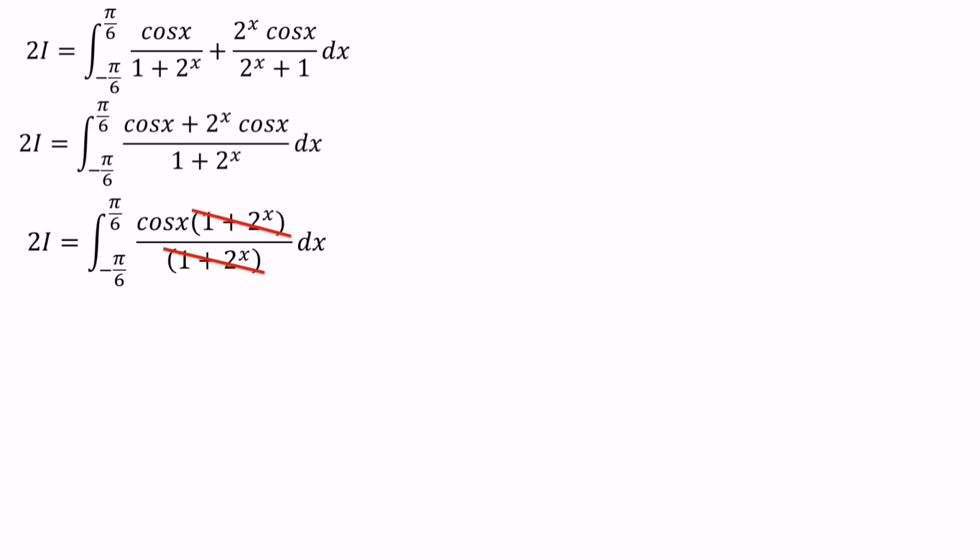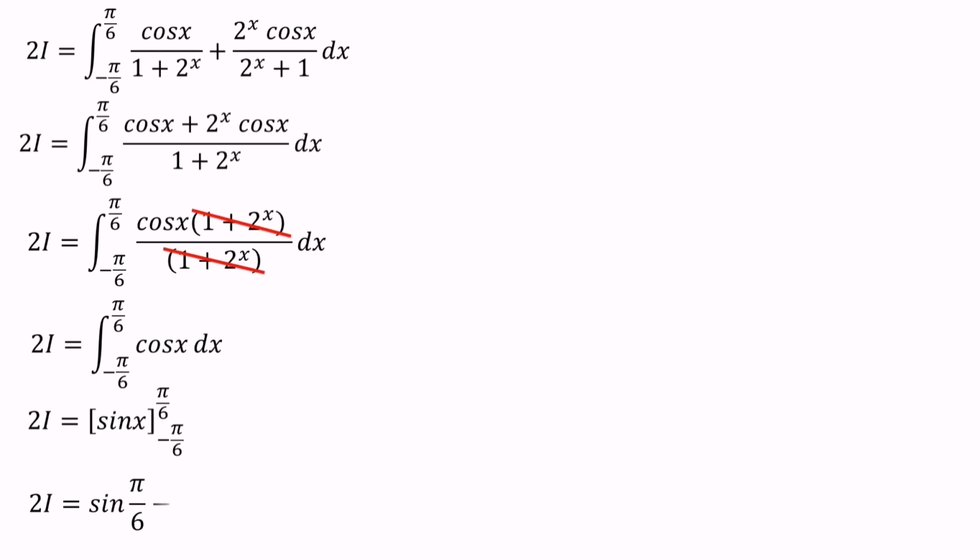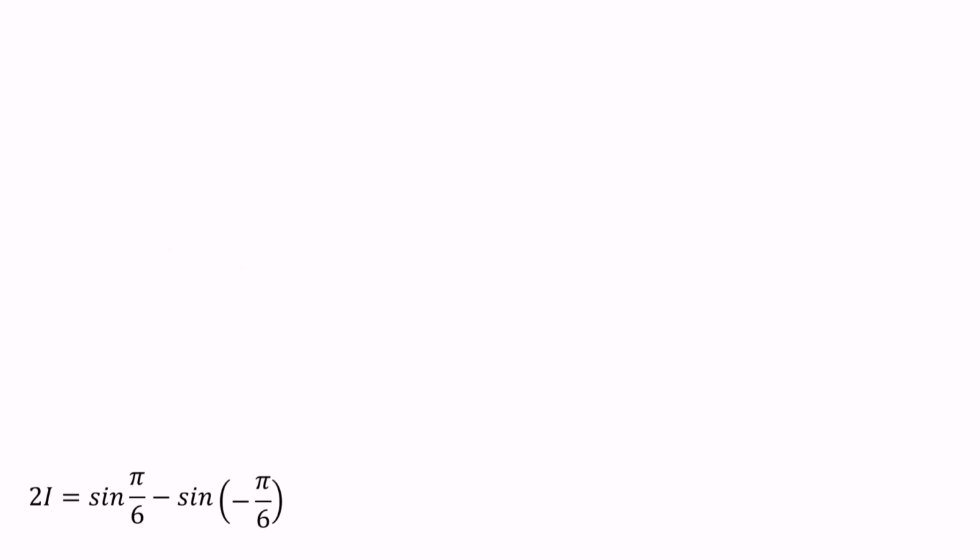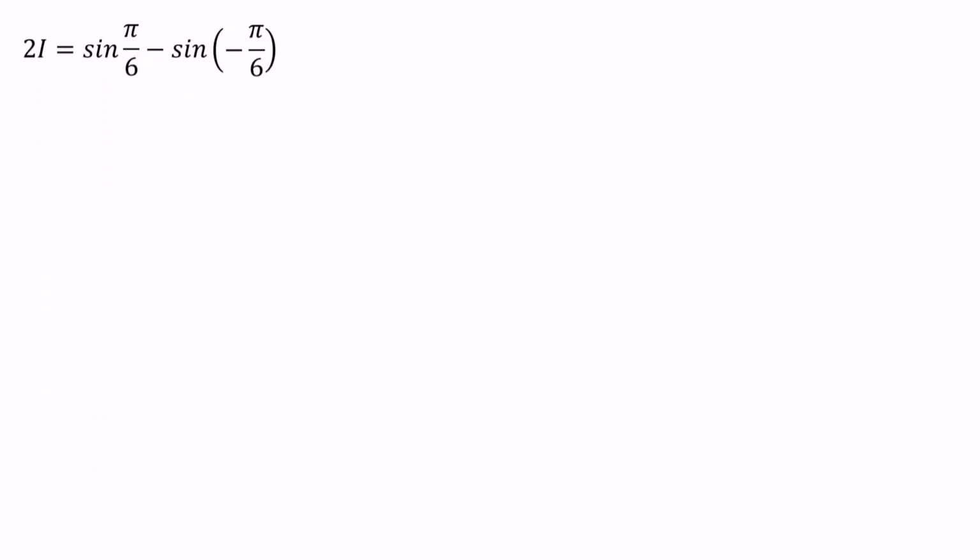Then we have integral cos x. Integral cos x equals sin x. Finally, we need to substitute the upper limit and lower limit into this answer. First one, upper limit pi over 6, minus sin of the second one, lower limit minus pi over 6. Sin minus pi over 6 equals minus sin pi over 6. Then we have 2I equals sin pi over 6 plus sin pi over 6. Sin pi over 6 means sin 30 degrees. Sin 30 degrees equals half.